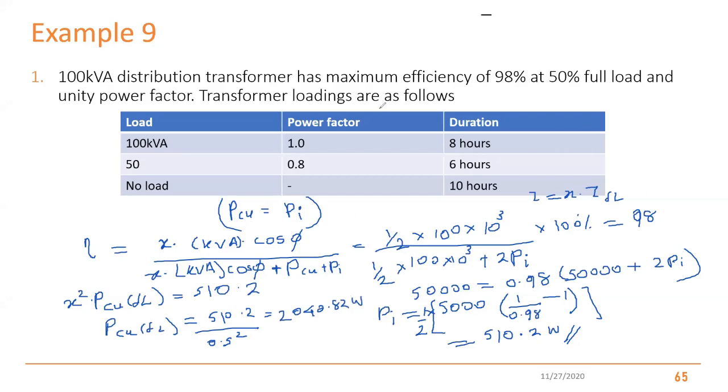Now, since you know the full load copper loss and iron loss, you should be able to obtain the values. So now try to find the all day efficiency. Full load copper loss is 2040.82 and iron loss is 510.2.